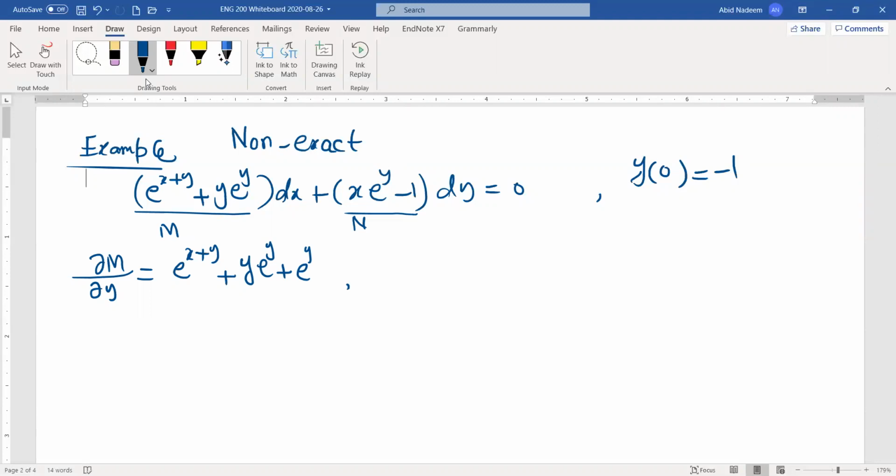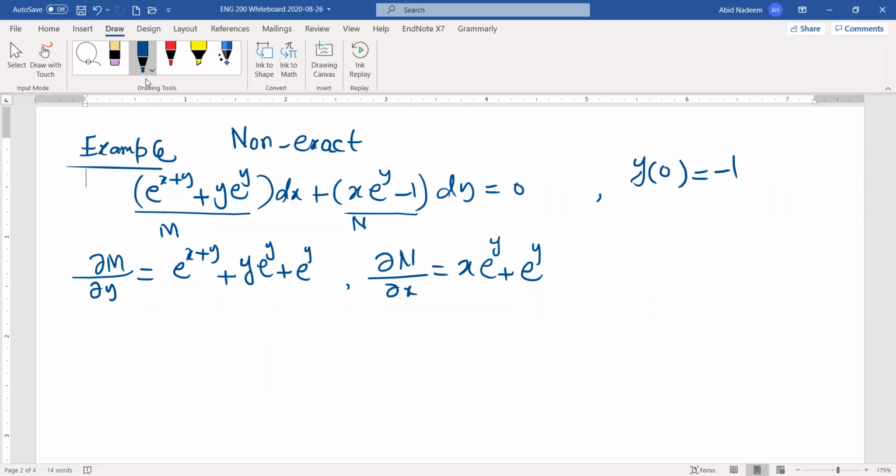And what is the value of partial N over partial x? Now we are taking it with respect to x, so it will be x e power y plus y e power y into the derivative of x, that means 1. And minus 1, the derivative of 1 will be 0. So in this case, we can see that both of these terms are not equal. So this means that this equation is not exact.